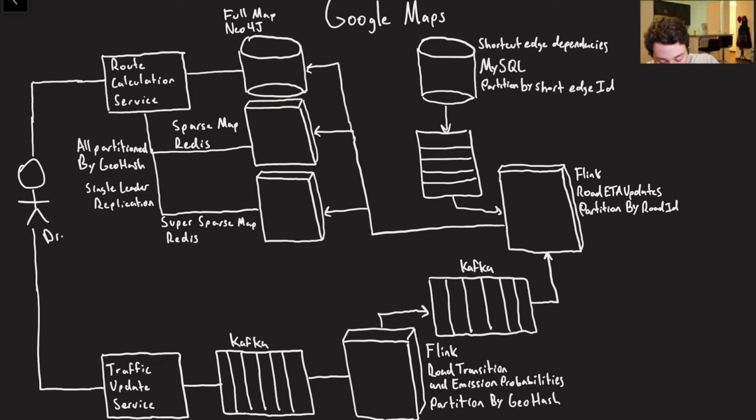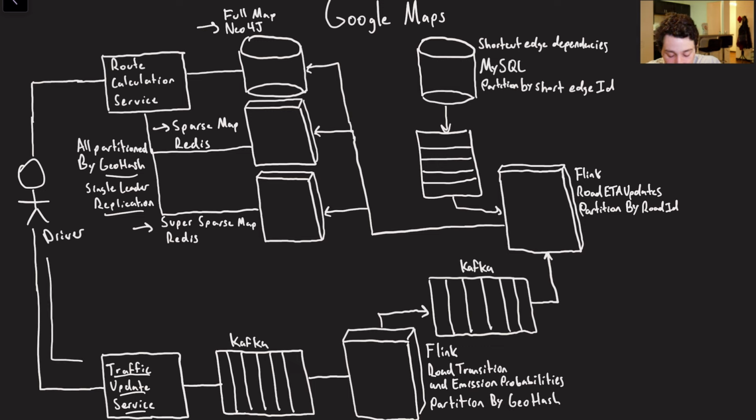Okay, so the last part of this, as my throat begins to kill me, is just going over the full design once more. Right over here, we've got our driver, where the first thing that they want to do is actually go ahead and calculate their route. So like we just showed above, there are three different tables that they can go to. There's the full map for close distances, there's the sparse map for medium distances, there's the super sparse map for large distances. Now, I haven't shown off how we're actually partitioning any of these tables, but ideally they are going to be partitioned by their geohash, use single leader replication, and of course, if they're particularly hot partitions, we can either add a bunch of replicas or treat particularly hot partitions and split them out so that, for example, New York City is on its own partition, but then all of the middle of the United States is also on its own partition. Cool. Hopefully that part makes sense.